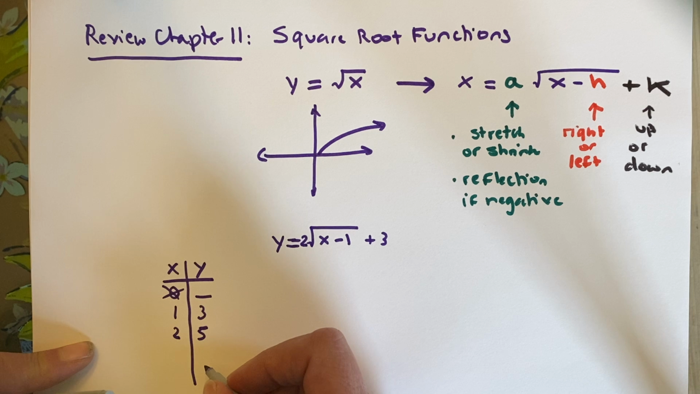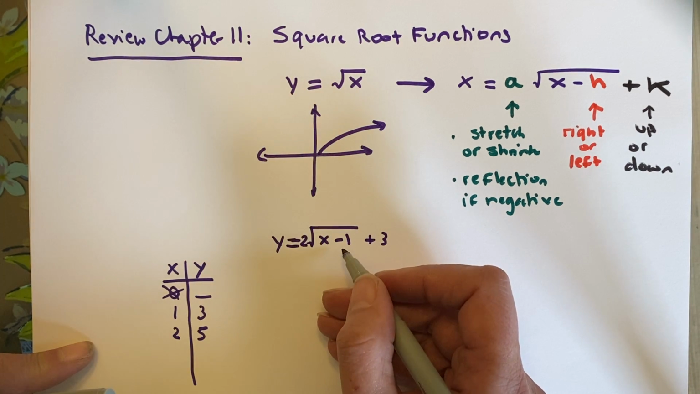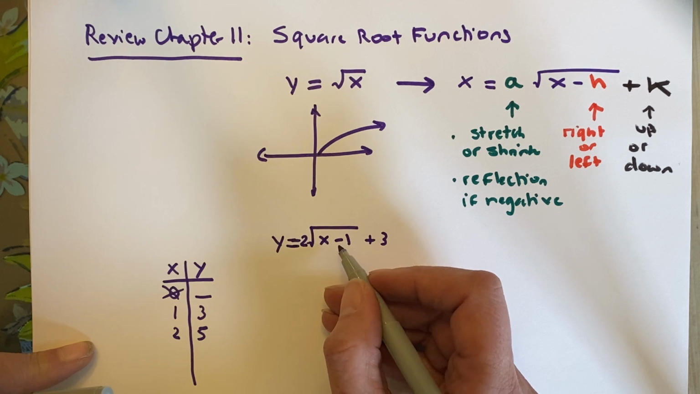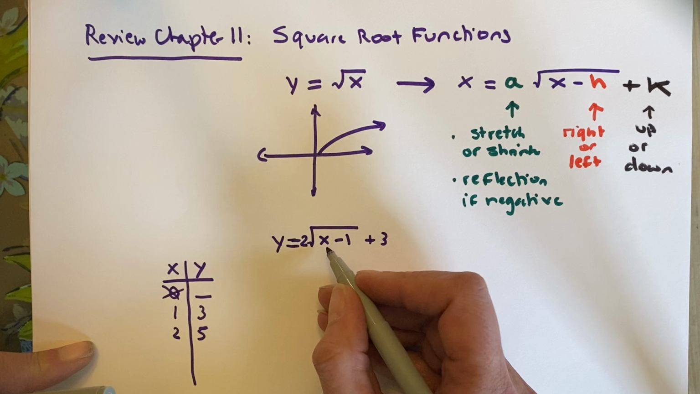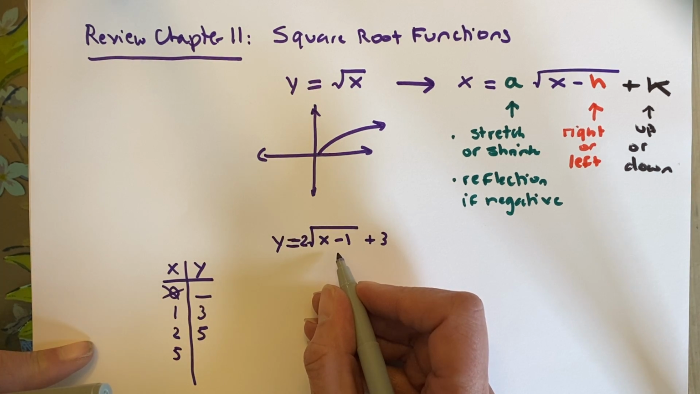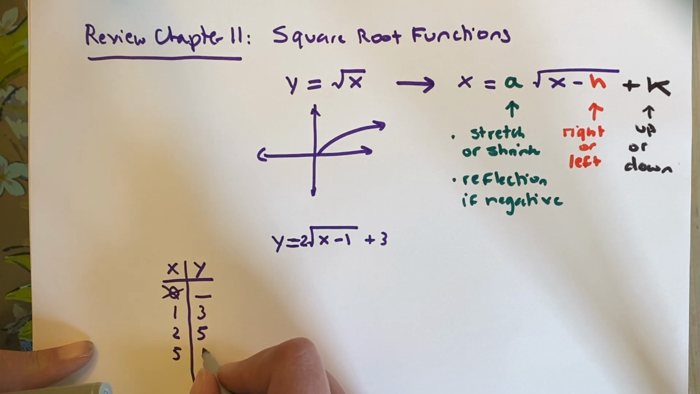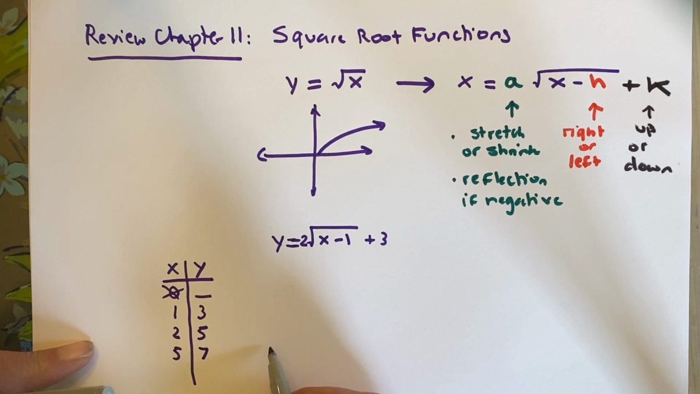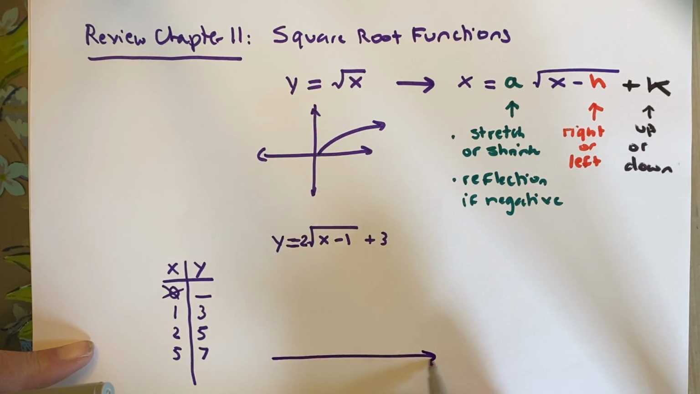And I can't put in any negative numbers, so my next number up, I'm going to try to get a perfect square in here. The next perfect square up is a 4. So if I want a 4, I need to put in a 5 for x. 5 minus 1 is 4. Square root of 4 is 2. 2 times 2 is 4 plus 3 is 7. So I have enough points now. And I can see that I need to go up to 7 on the y-axis and up to 5 on the x-axis.